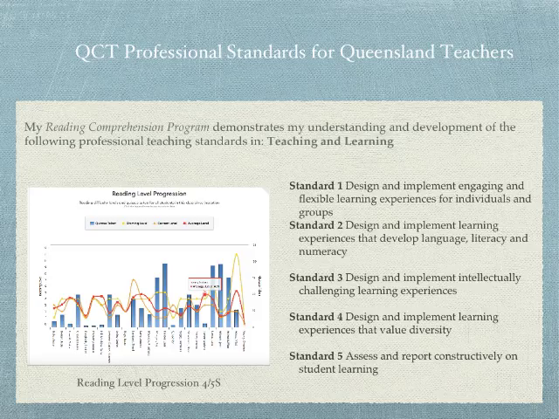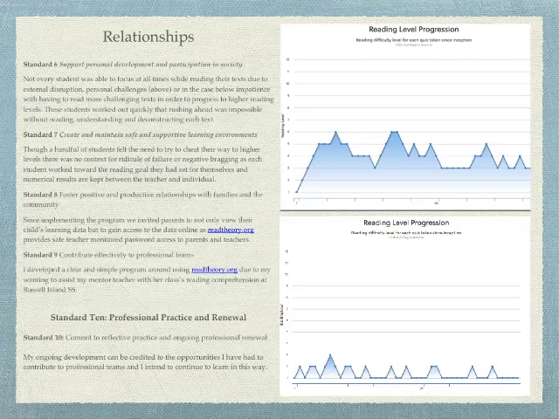So going into the professional standards, again, I'm focusing on the relationships. So standard 6, supporting personal development and participation in society. Not every student was able to focus at all times, as I said. Some of them tried to skip ahead a little bit, but they found that they really had to actually read the text and answer the questions accurately to be able to move ahead. So that quickly crushed any thoughts of cheating, and everybody was really genuine in their attempts at doing it from then on.